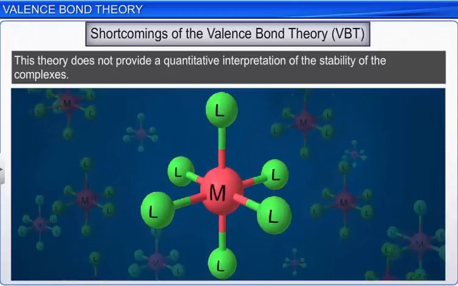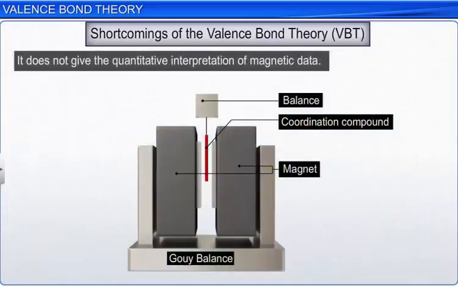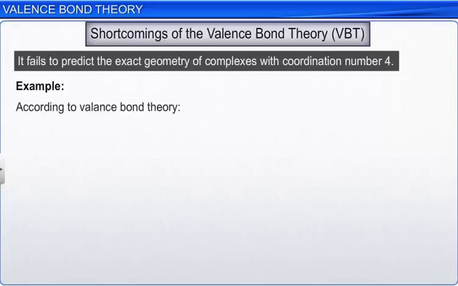It fails to predict the exact geometry of complexes with coordination number 4. For example, according to the valence bond theory, [Cu(NH3)4]2+ has tetrahedral geometry. But X-ray analysis has proved that this complex has square planar geometry.